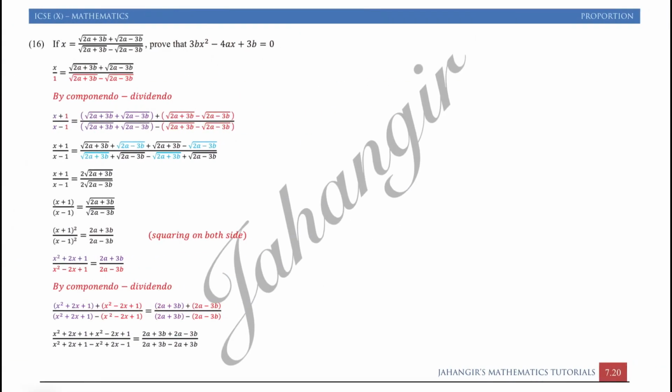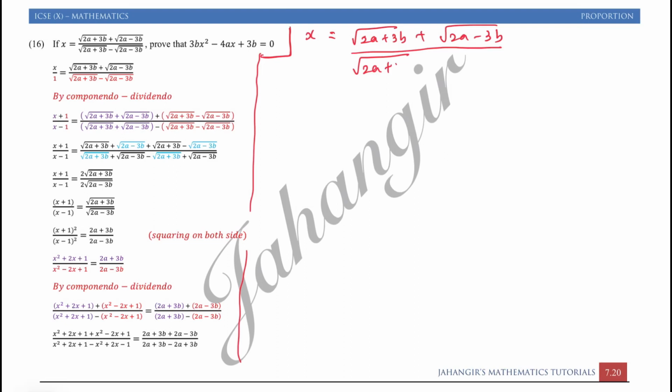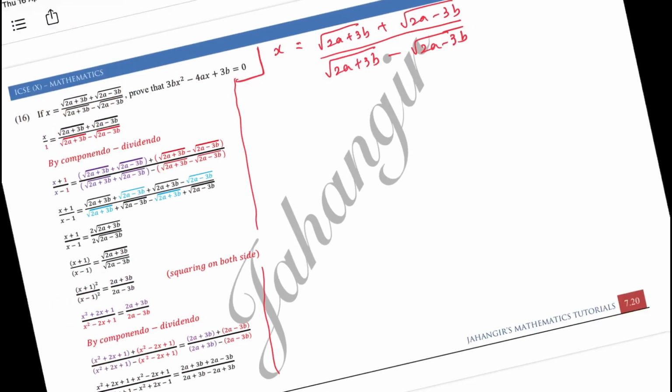Next question. Same pattern. Everything you have to do the same way. Just go through it. I will be doing it in a short-form way. The question is x is equal to root of 2a plus 3b plus root of 2a minus 3b, whole upon root of 2a plus 3b minus root of 2a minus 3b. So here what I will do, we will use componendo dividendo, same as what we did.